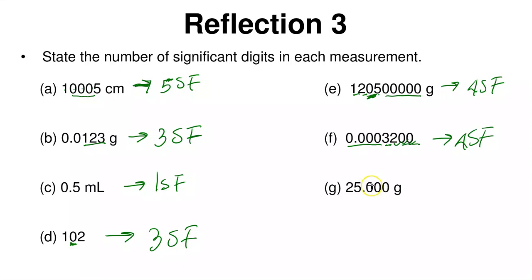And finally, in this case, we have a trailing zero, but there is a decimal here. Because of this decimal, all these are going to count. So if we count everything, it's going to be 1, 2, 3, 4, 5. So we're going to have 5 significant figures. That is what we have in this place.